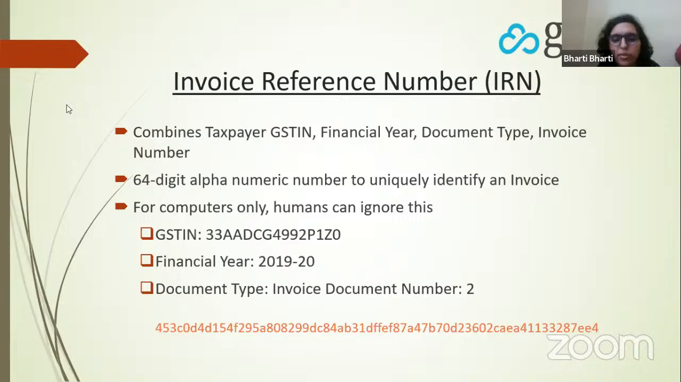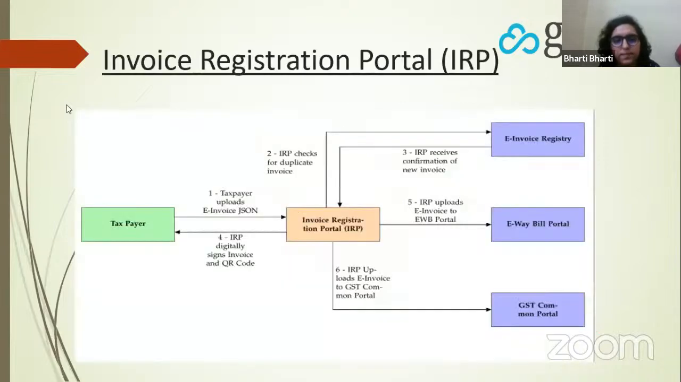So it is a combination of all these four, and based on these four details, a unique number is generated for each invoice. It is for the consumption of computers only. Humans need not concern themselves with decoding it. It is not possible to decode this. So for example, this is the data: GST, the financial year, the document type, it is an invoice, and the document number is 2. Based on these four details, this is the IRN generated by the e-invoice portal.